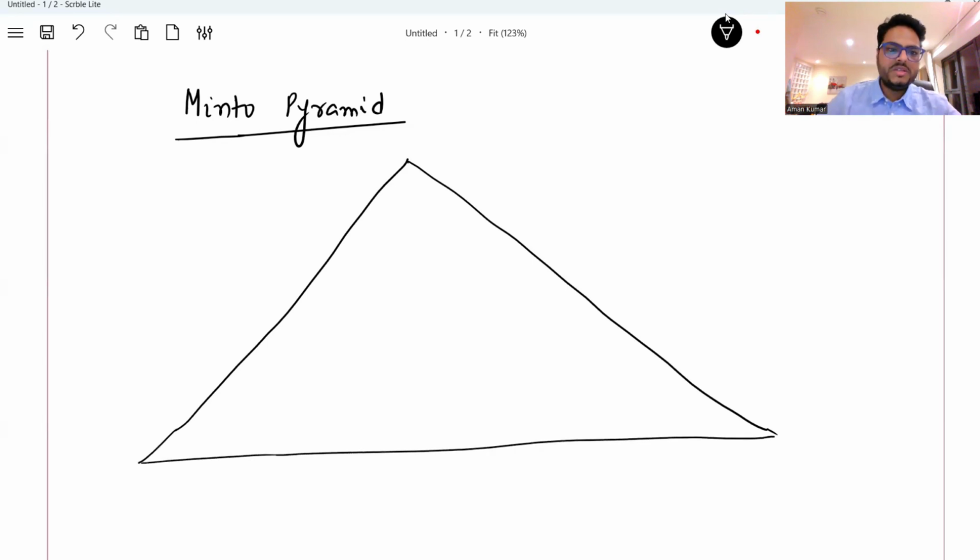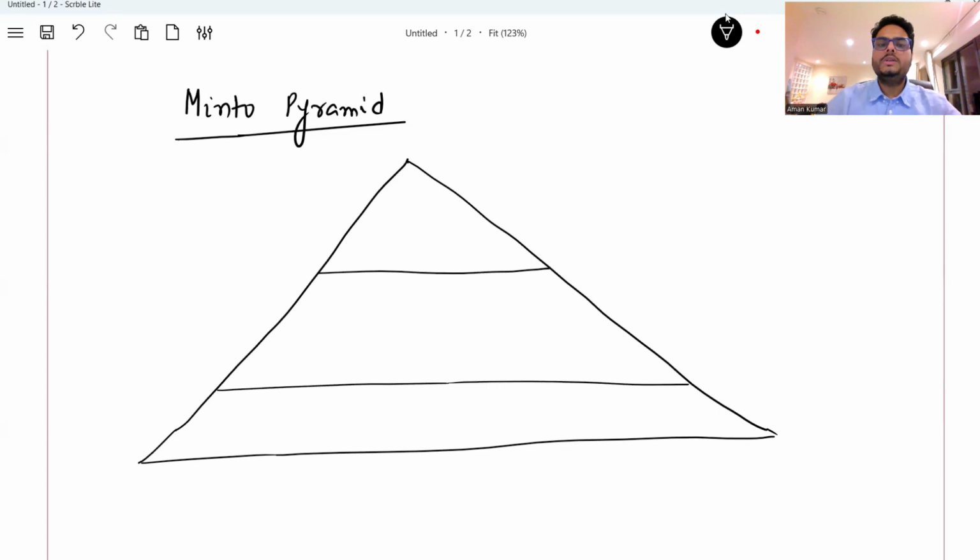The Minto pyramid is basically divided into 3 parts: part 1, part 2 and part 3. In part 1, what you will put is the conclusion. What I'm trying to do here is present a business case, a story, my findings. So what will I put on the top? I will put the conclusion. At level 2, I will put key arguments.